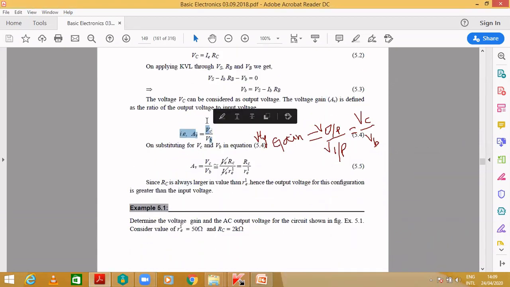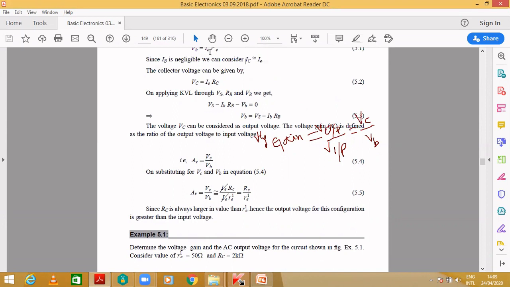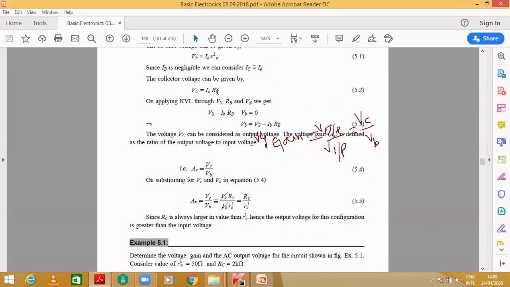On substituting the values of VC and VB that we calculated, it will become RC by re dash. RC is always larger in value than re dash, because the small re is nothing but a metal contact resistance. It is very small when compared to RC. Hence the output voltage for this configuration is greater than the input voltage.